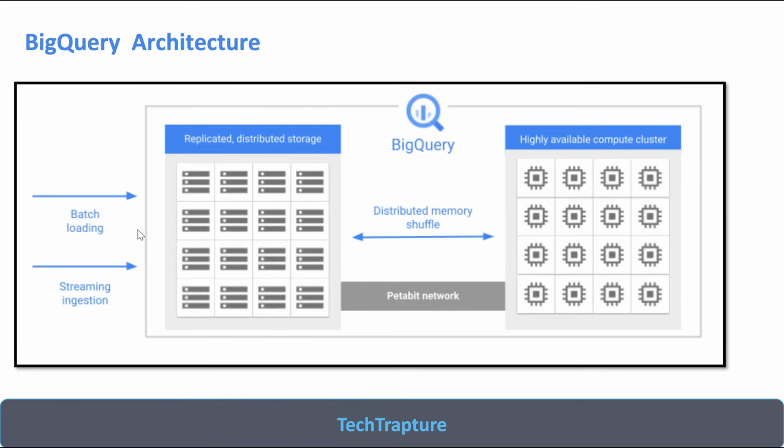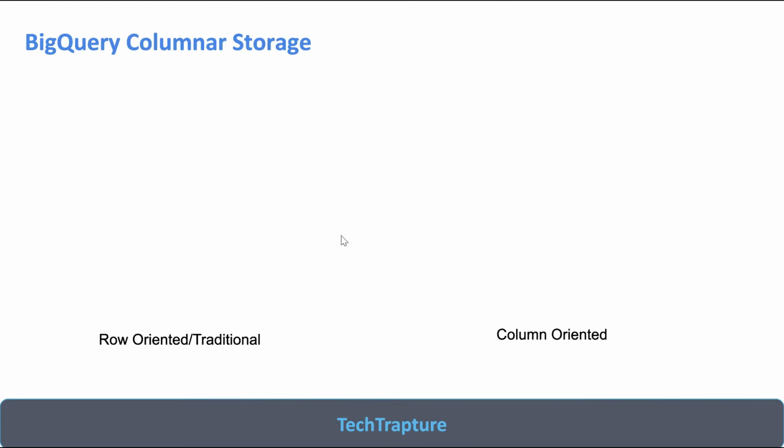So there are two options to load your data. So this is about the BigQuery architecture. And what is the columnar storage? So BigQuery is a columnar storage. So how can we understand columnar storage and how is it different from row-oriented storage?